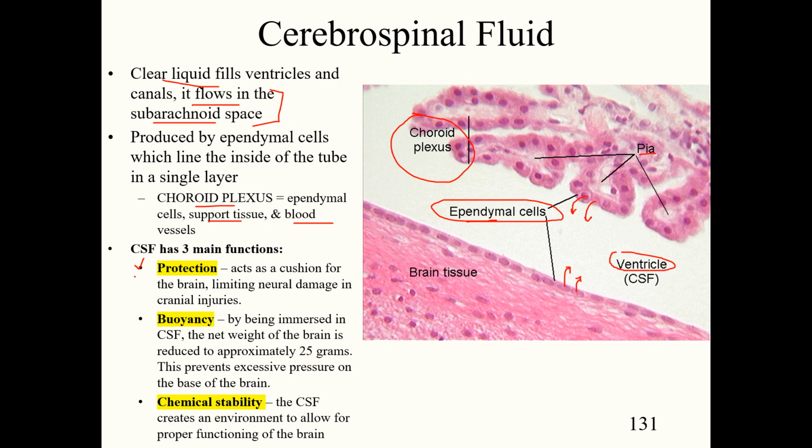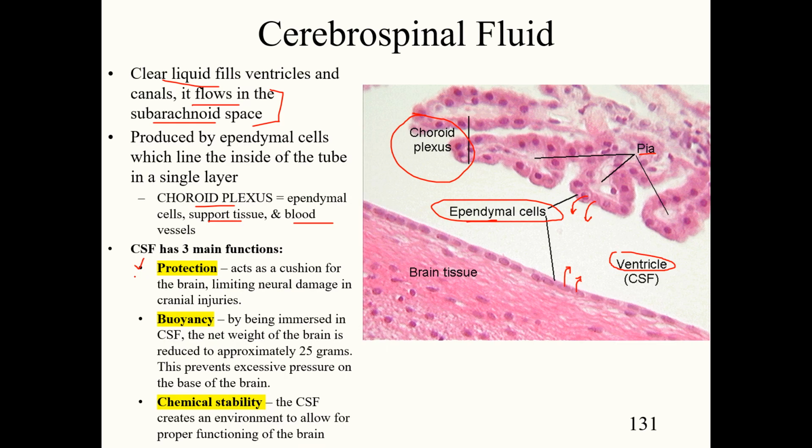Buoyancy: by being immersed in cerebral spinal fluid, the net weight of the brain is reduced to approximately 25 grams. You don't have to know that number. This prevents excessive pressure on the base of the brain. So it's floating the brain. It kind of keeps the brain from wanting to fall through the foramen magnum. And there are conditions where the brain is trying to squeeze through the foramen magnum, so that cerebral spinal fluid keeps it afloat so it doesn't do that.